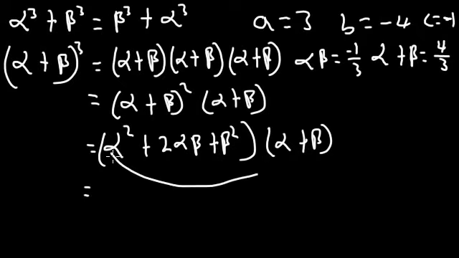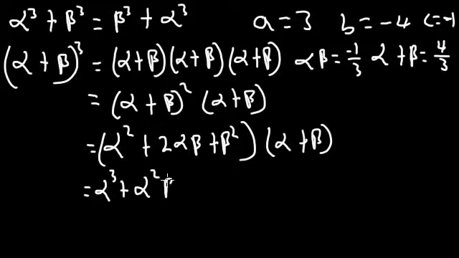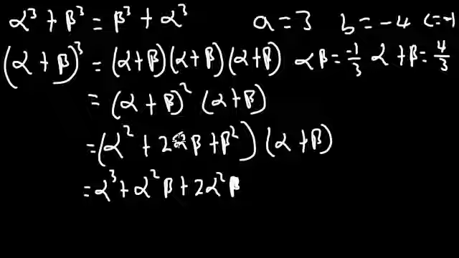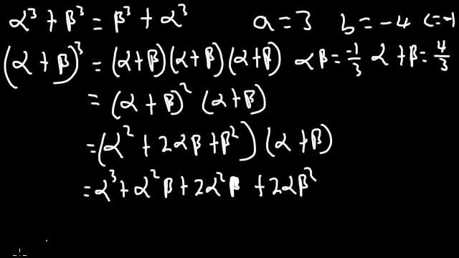Okay. So alpha squared times alpha gives us alpha cube. Alpha squared times beta gives us positive alpha squared beta. Positive 2 alpha beta times alpha gives us positive 2 alpha squared beta, and positive 2 alpha beta times beta gives us positive 2 alpha beta squared. Beta squared times alpha gives us beta squared alpha, which you can call alpha beta squared. Then beta squared times beta gives us beta cube.